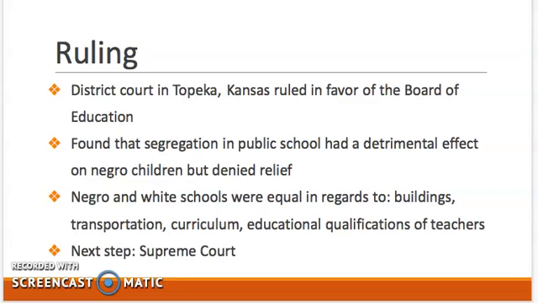Negro and white schools were equal in regards to, or at least so they said, they were equal in regards to buildings, transportation, curriculum, and the educational qualifications of teachers. Since this was not true, the next step for the Browns and the other people that were involved in this case was the Supreme Court.